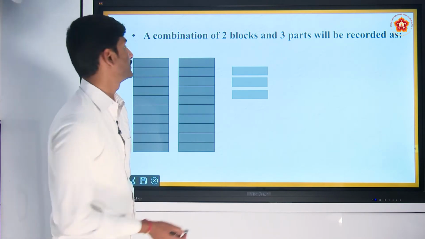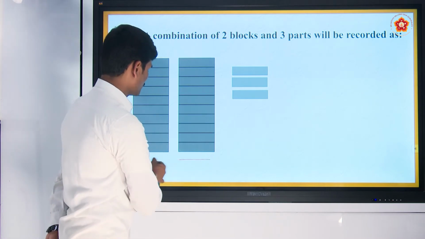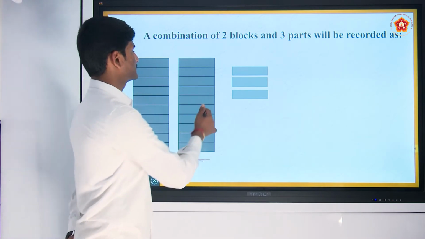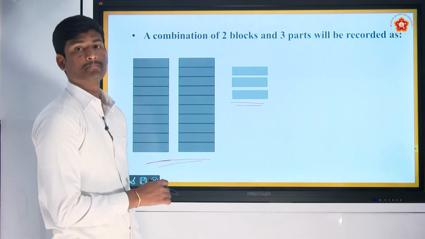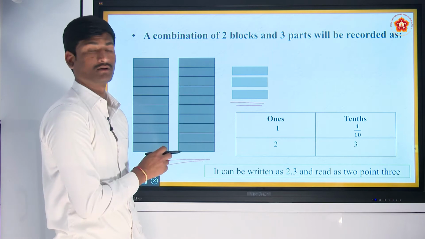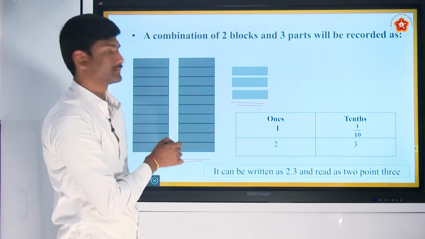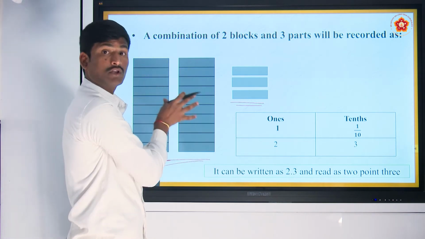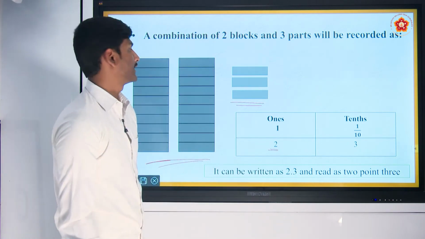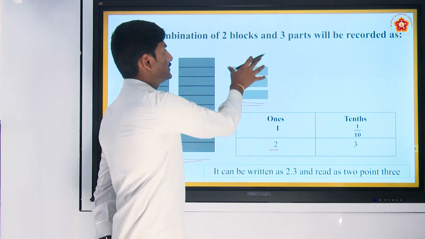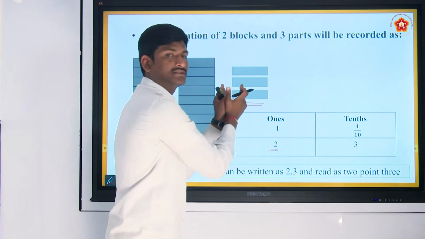Then here, a combination of 2 blocks and 3 parts will be recorded as follows. Here 2 blocks are further divided into 3 parts. Okay, how to write the decimal part? Here this is a whole number part. A combination of the 2 blocks means the whole number part. It is written as 2, and this is divided into 3 parts.